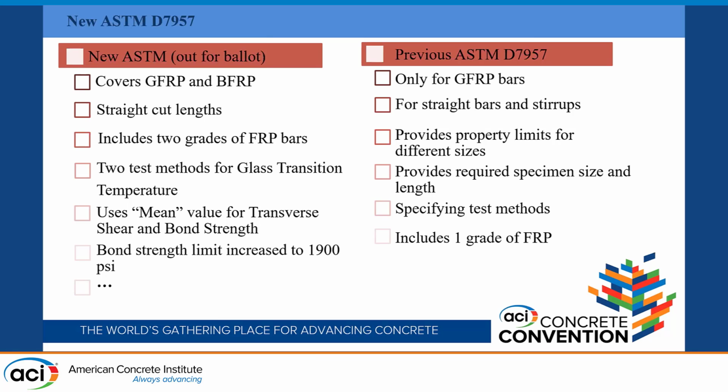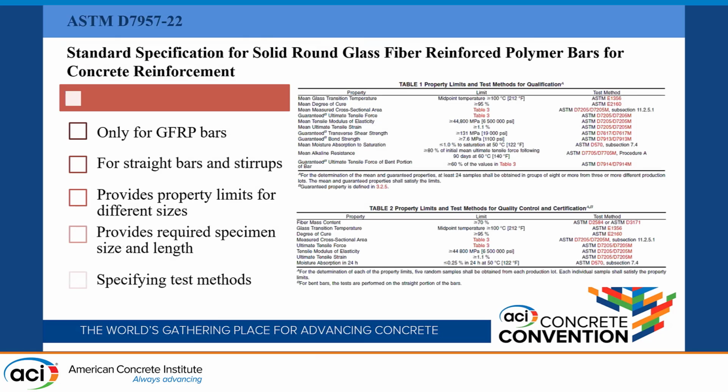For example, they made some changes for the transverse shear and bond strength. Now they are using the mean value, but in the previous one, they were using the guaranteed values. For example, they increased the bond strength limit to 1900 PSI and many other things in the material specification, and also some other parts related to the retest and rejection statements, which are out of the scope of this research.